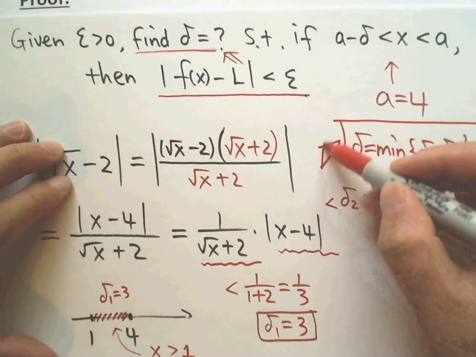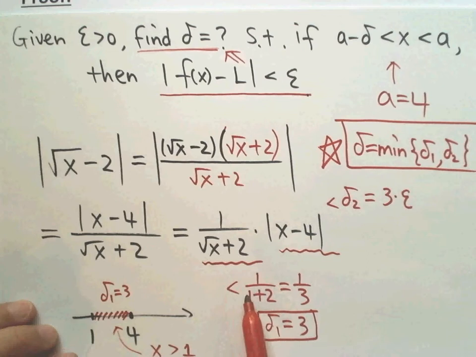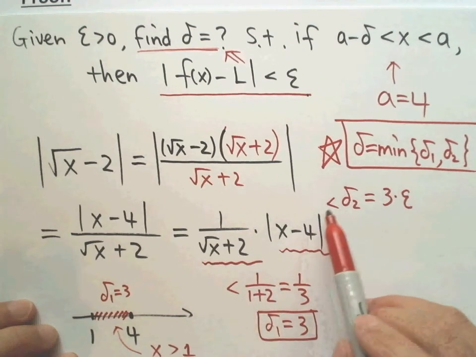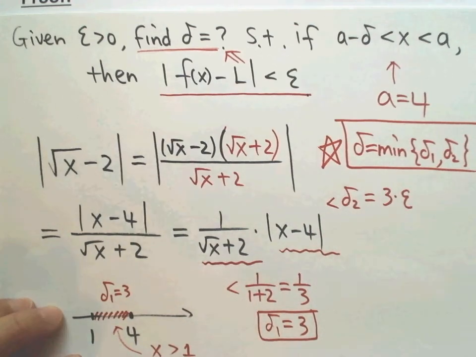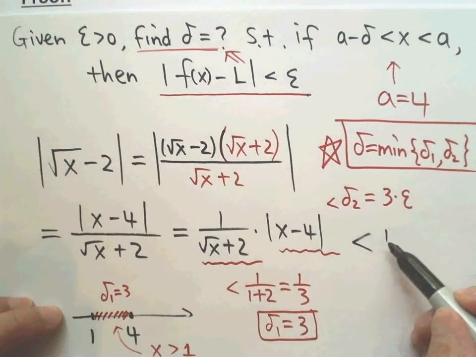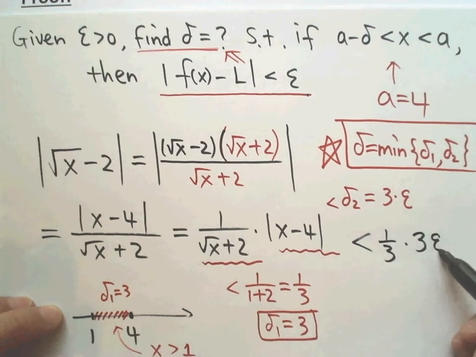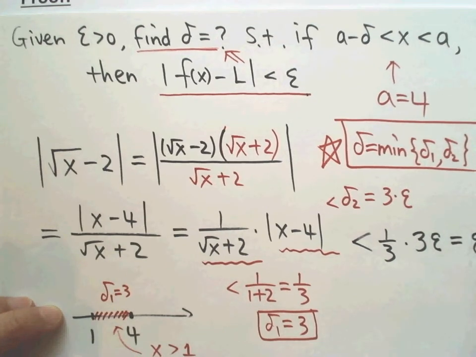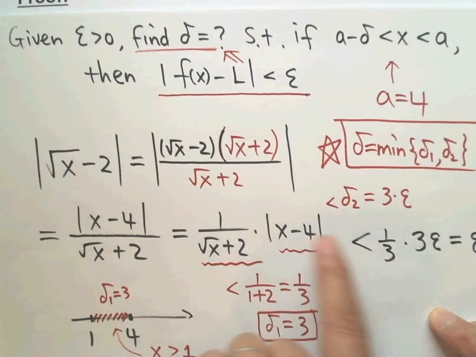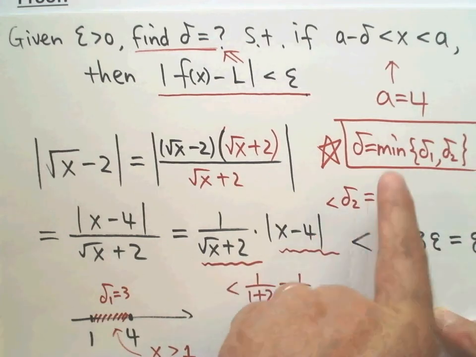Okay, can you see this? So this is the pick. If we pick this, now this inequality is true, this inequality is also true, which means what? This is less than 1/3, the first part. The second is less than 3 epsilon, and then doing the calculation, we get epsilon. That's all we need, right? This is less than 1/3, this is less than 3 times epsilon, so it's epsilon.